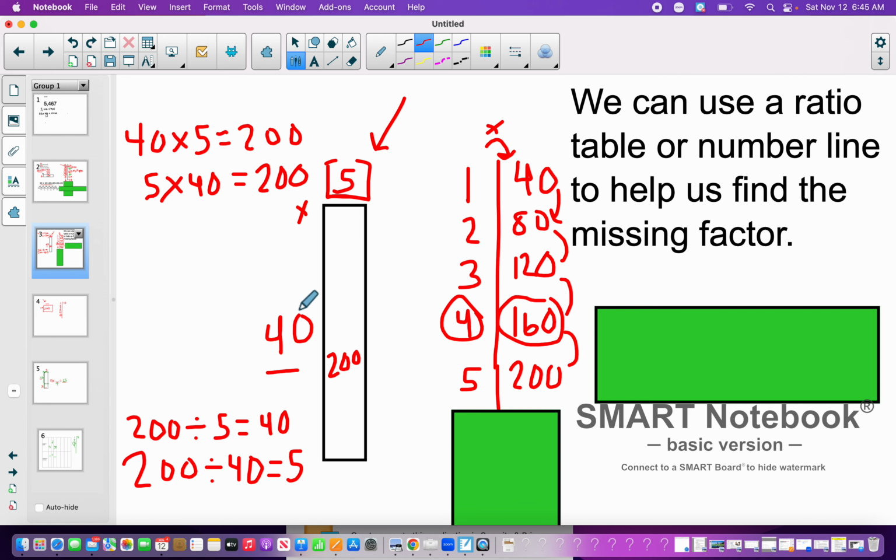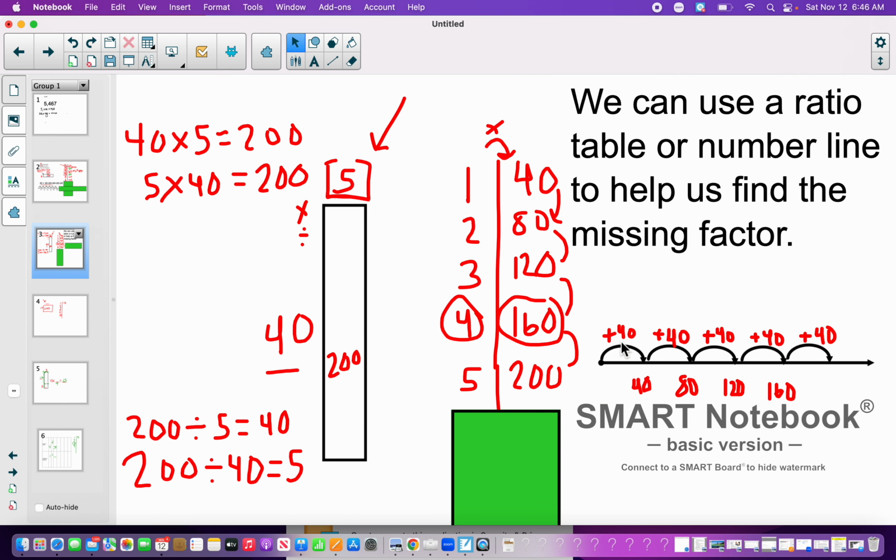200 divided by 5 is 40. 200 divided by 40 is 5. 5 times 40 is 200. And 40 times 5. So we can actually toss in a little division sign up there at the corner of that rectangle. And again, if we look at it as a number line, we just skip counting to get to our end product of 200.